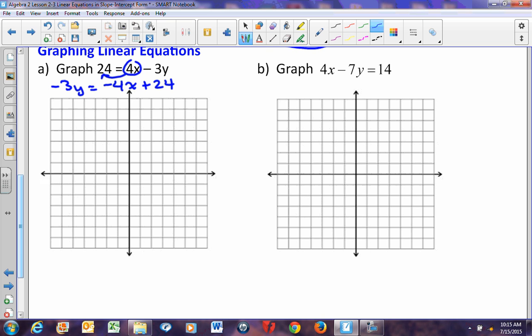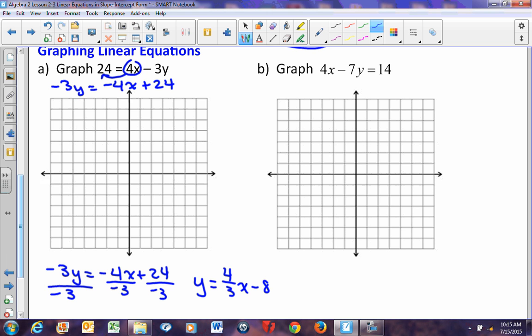I divide everything by -3, which I'm going to do down below because it's easier to see. -3y equals -4x plus 24, divided everything by -3, so that I get the equation y equals negative divided by negative is a positive 4/3 x. And 24 divided by -3 is -8. See? So my slope is 4/3, and my y-intercept is -8.